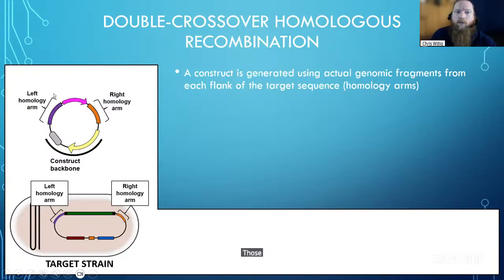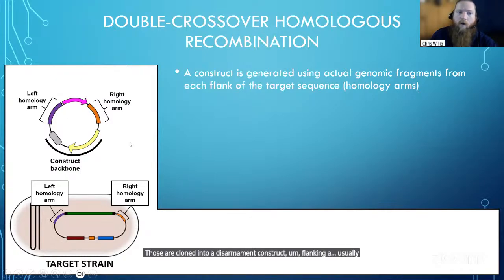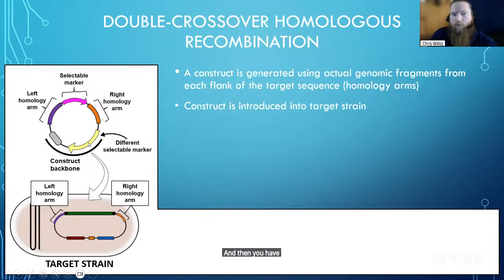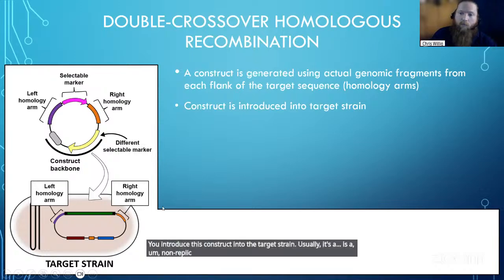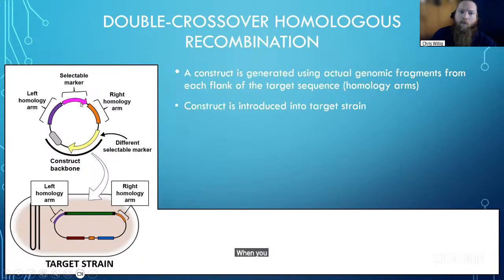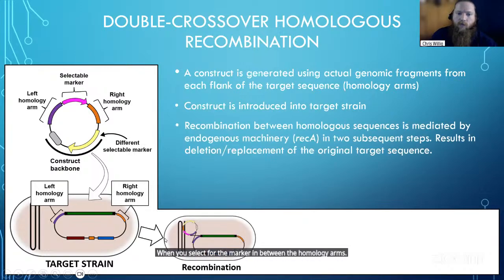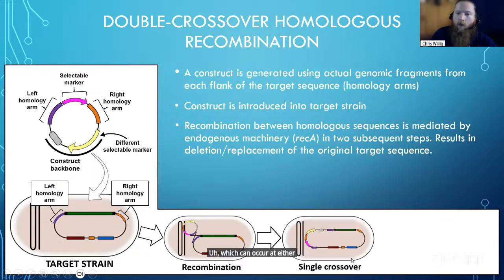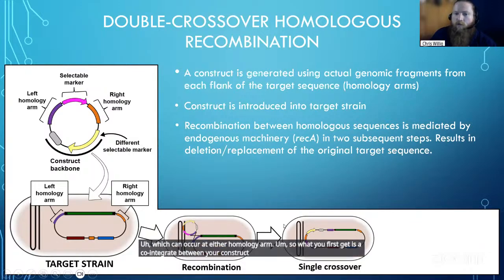Those are cloned into a disarmament construct, flanking usually a selectable marker. And then you have also a different selectable marker in the backbone. You introduce this construct into the target strain. Usually it is a non-replicating or suicide plasmid. So when you select for the marker in between the homology arms, what you should get are strains where recombination has taken place, which can occur at either homology arm. So what you first get is a co-integrate between your construct and the virulence plasmid.